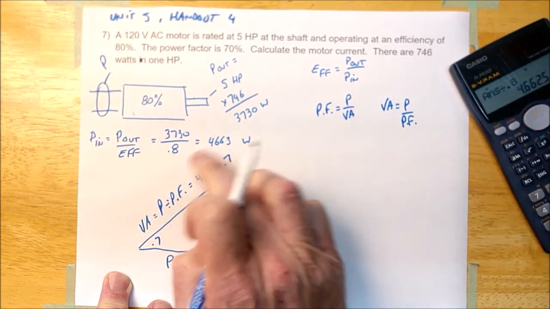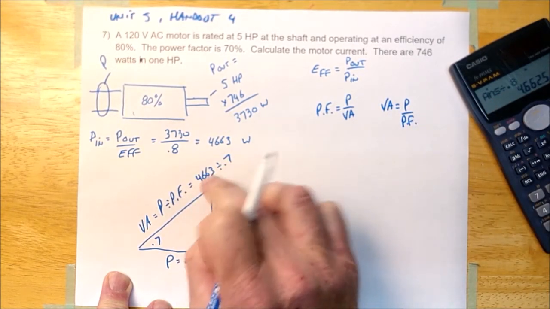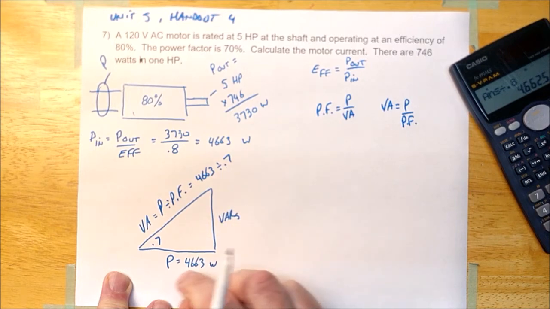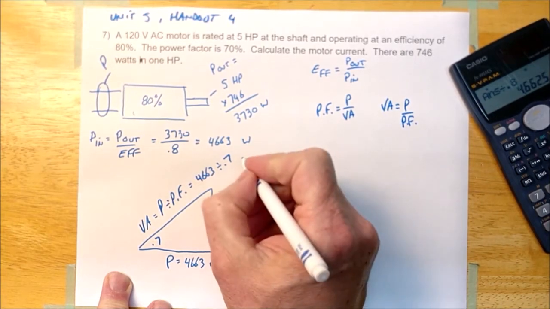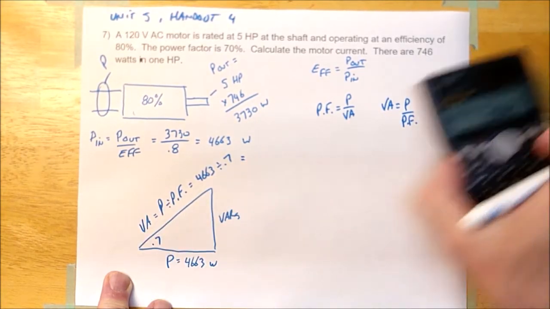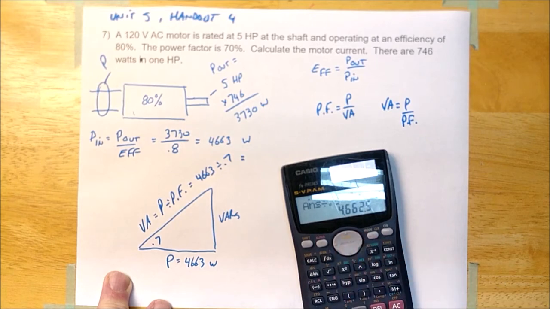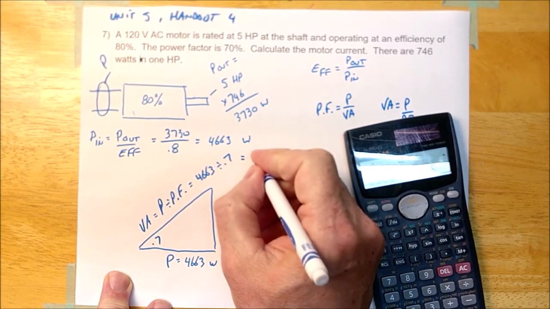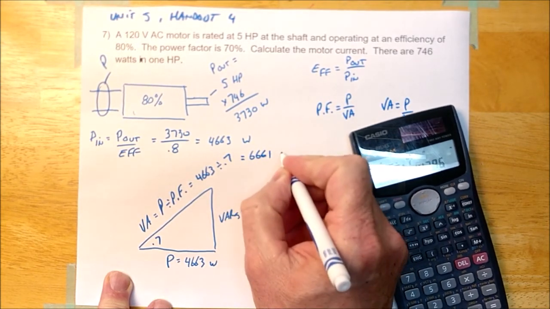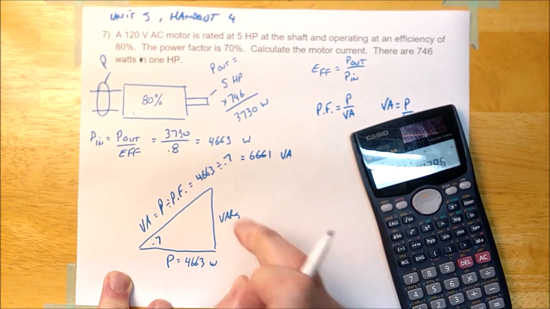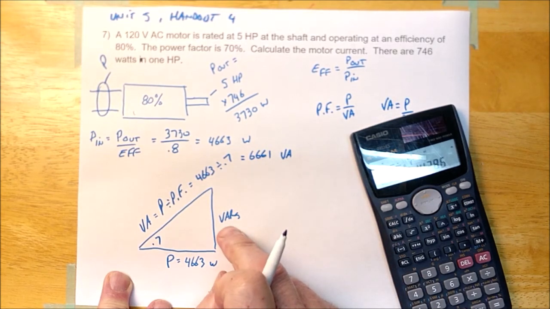And not only that, but if you accidentally multiplied this, you would get a number that's less than 4663, okay? And then there's no way the VA is less than this, all right? So we're going to divide, make sure we get a nice big number there. 4663 divided by 0.7 looks like it is 6661 volt amps.